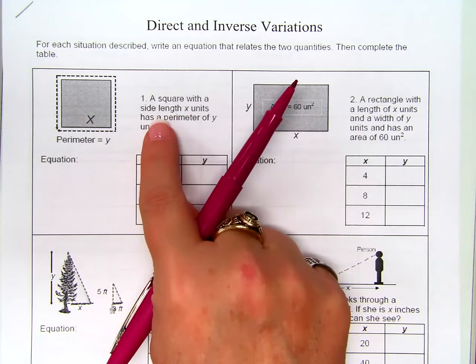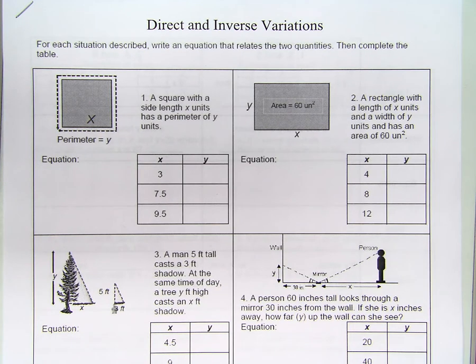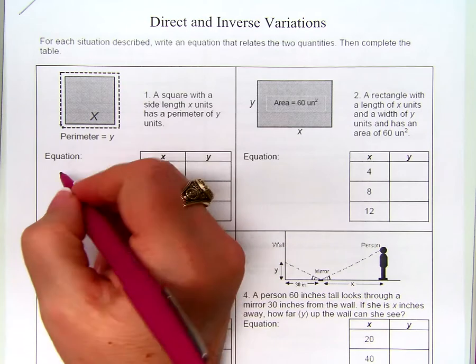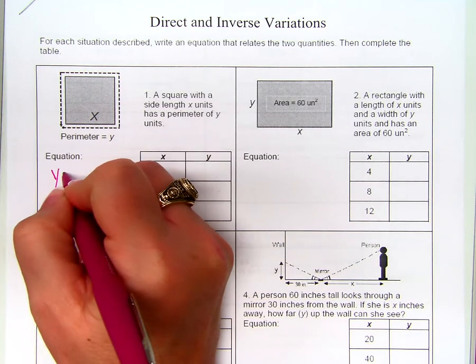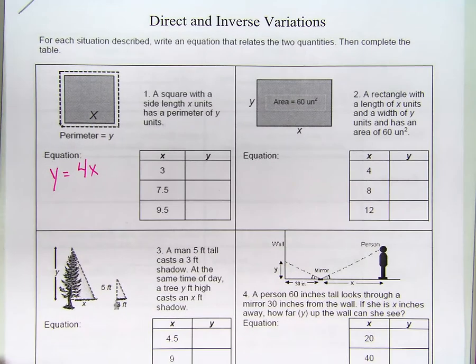So let's start here. A square with side length x units has a perimeter of y units. How are we going to set up an equation about that square? So how do you find perimeter? Add up all the sides, right? What's special about the sides of a square? They're all the same, so the perimeter y is going to equal what? 4x. Very good.